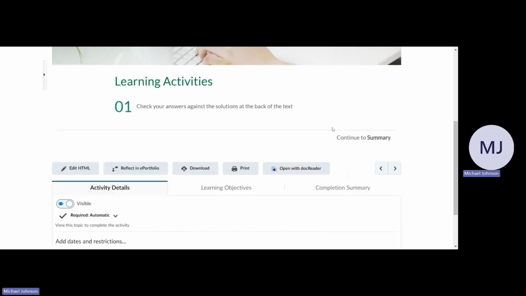So yeah, I recommend you do the textbook questions. That's the best way to succeed in this unit. So make sure to do the textbook questions and check your answers at the back of the textbook.